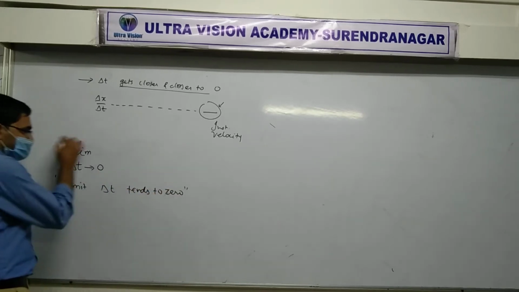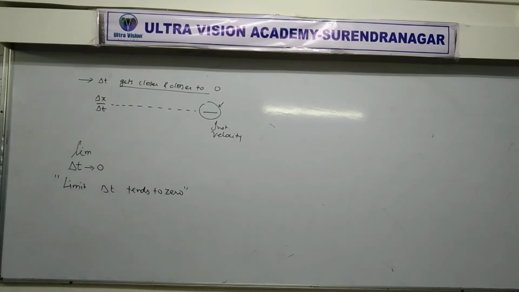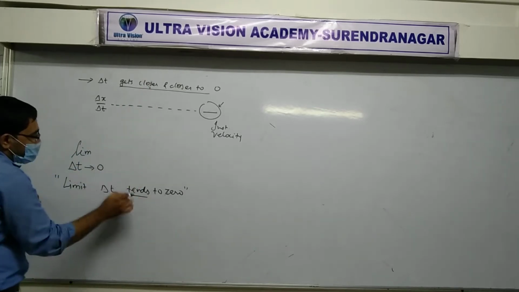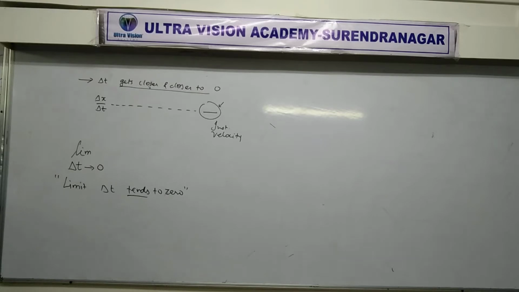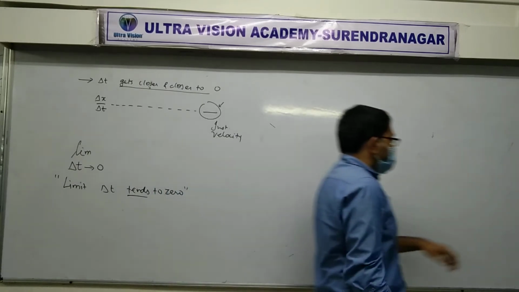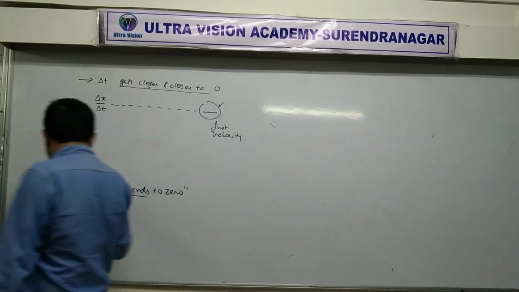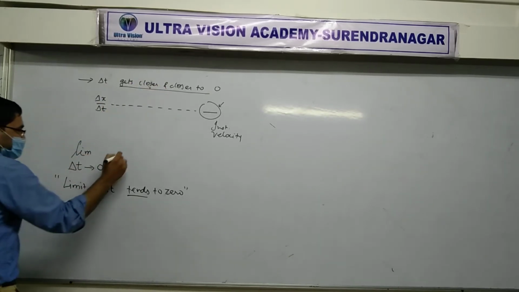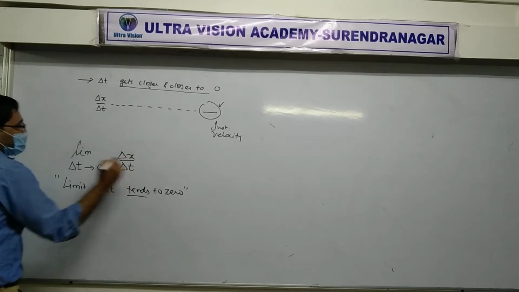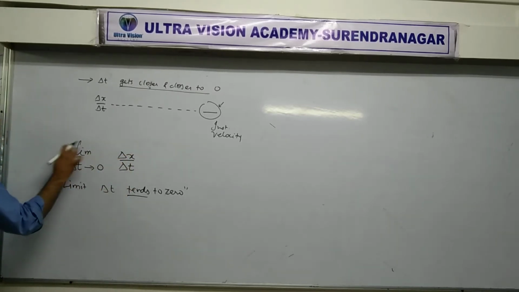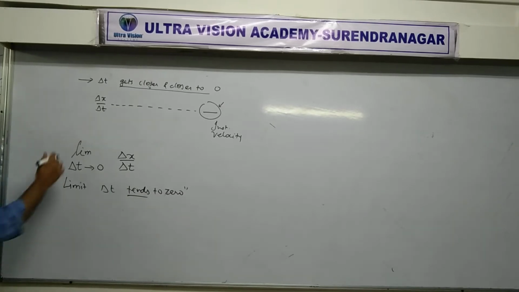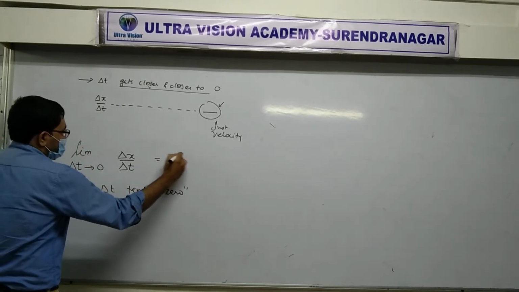When I say something like this, you understand I am talking about this thing. Limit delta t tends to 0. Tends means going closer and closer. That's what this means. In this situation, when delta t tends to 0, or is getting closer and closer to 0, if you find delta x by delta t, then whatever you get, that is called velocity.